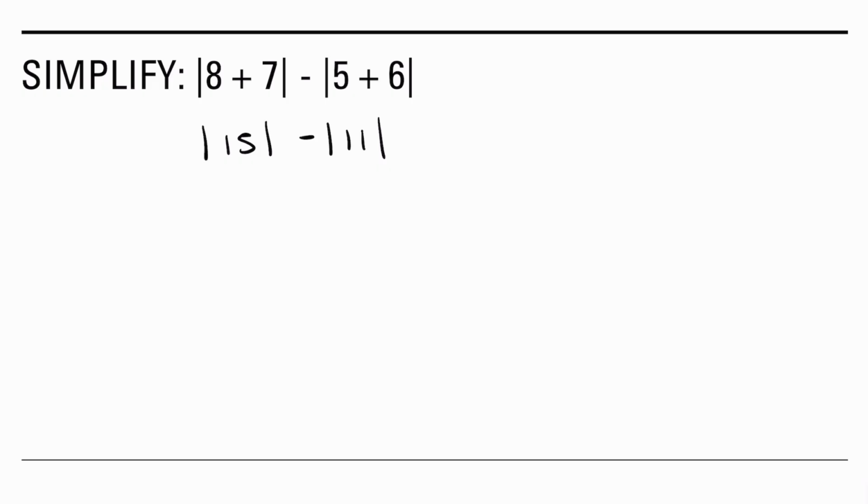Now the absolute value of 15 would just be 15. And then the absolute value of 11 would be 11. And ultimately what we would get would be 15 minus 11, which is 4.